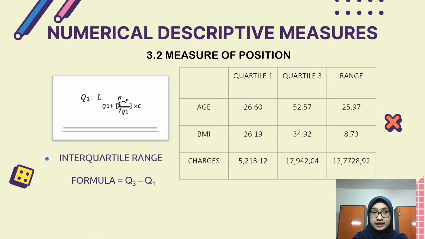3.2 Measure of position. A measure of position is a method by which the position that a particular data value has within a given data set can be defined. To determine the measure of position, the data must be sorted from lowest to highest.